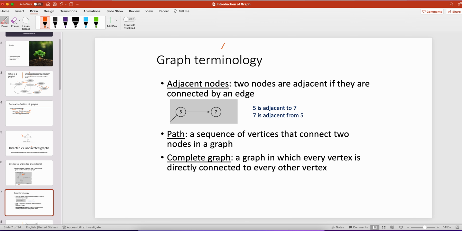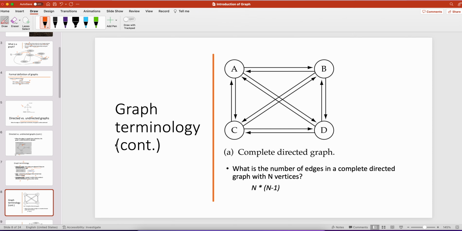Based on that, we have another terminology. We call adjacent nodes. That means two nodes are adjacent if they are connected by an edge. So 5 is adjacent to 7, and 7 is adjacent from 5. As well as the path, a sequence of vertices that connect two nodes in a graph. And a complete graph is a graph in which every vertex is directly connected to every other vertex. So this is for the terminology.